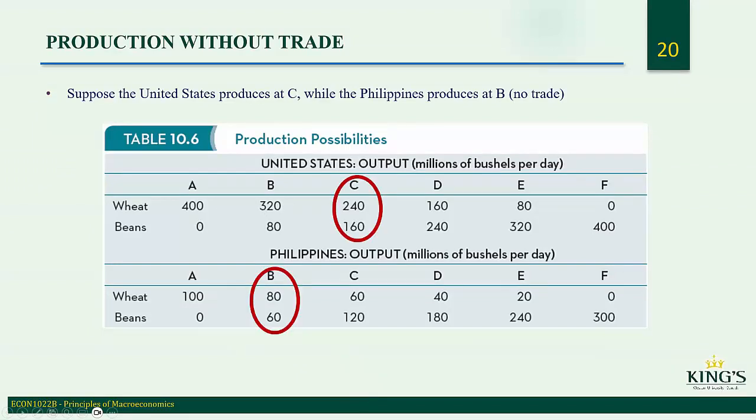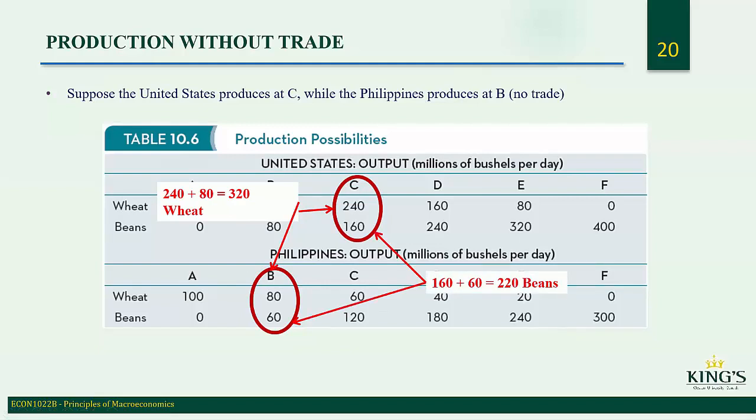Now let's suppose that before trade, they prefer these points here. So the United States, given the preferences of its own citizens for these two goods, is what they would produce: 240 and 160. The Philippines, if they're on their own, would want to produce 80 million bushels of wheat and 60 million bushels of beans. And so in total, if we're thinking of the total economic pie of both countries, we would have 320 million bushels of wheat and 220 million bushels of beans.